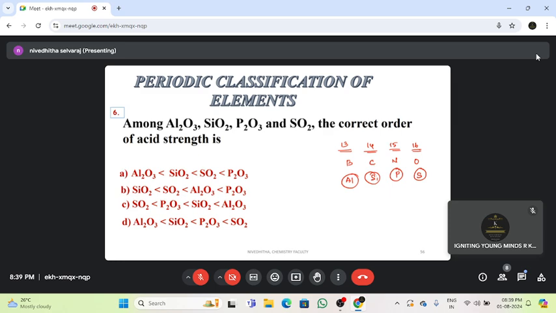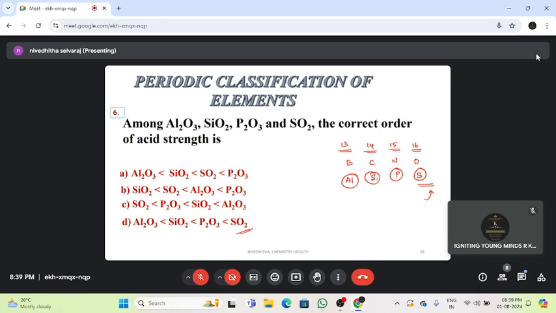Among these four elements, which element will have more non-metallic behavior? Sulfur, ma'am. Sulfur. So sulfur's non-metallic behavior will be greater than the rest of the elements. So the oxide of sulfur will be more acidic, right? So definitely the answer is option 4.